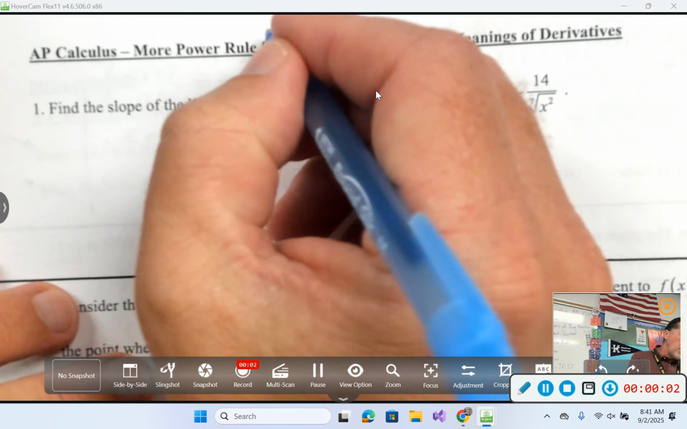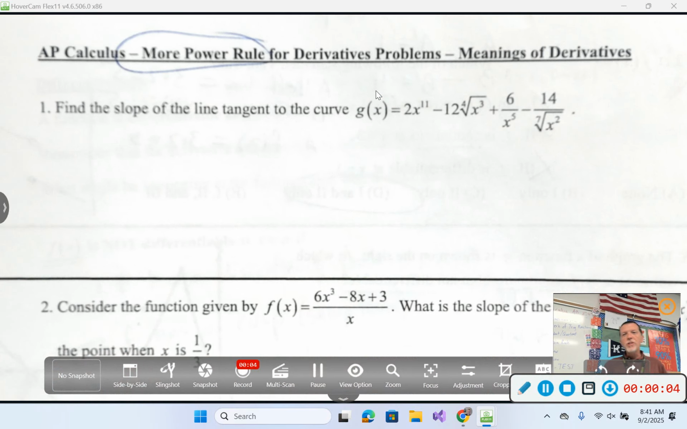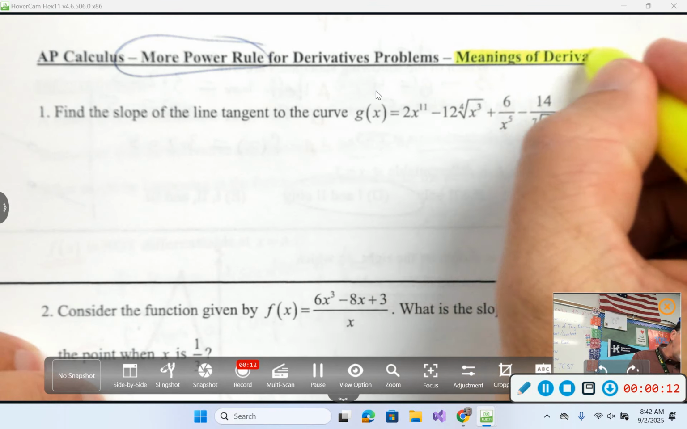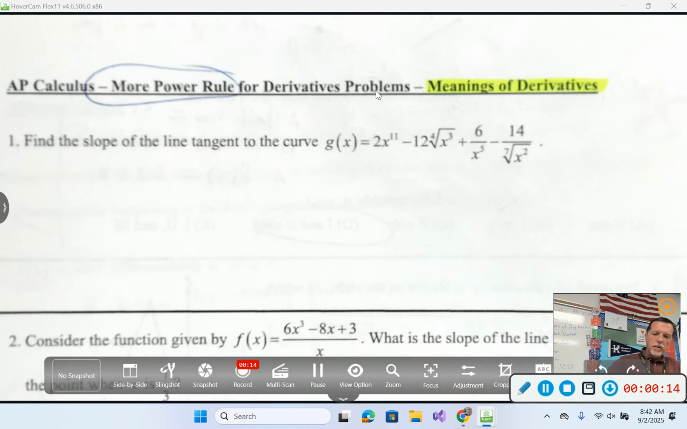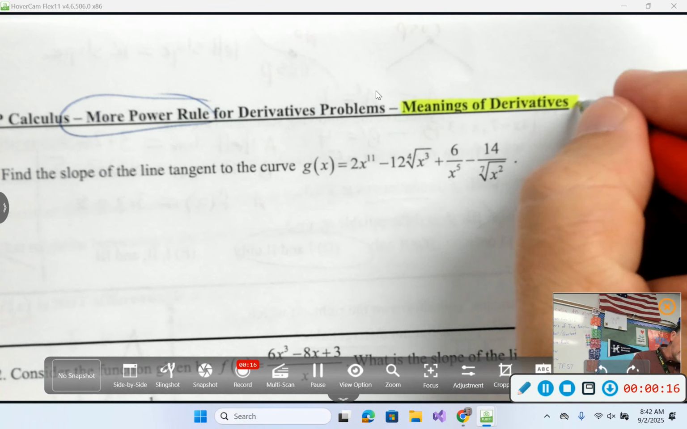All right. More power rule. So no new calculus really. It's more practice on the power rule, and the focus is really on the meaning of derivatives. But we already focused on that already.